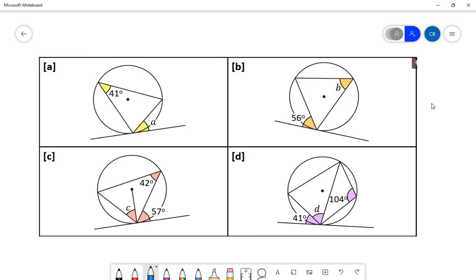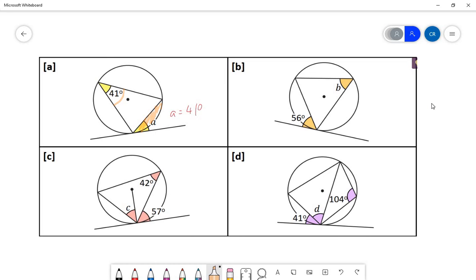Okay, so I'm going to find A. Let's do some colouring in again. Angle A is between the tangent and the chord, so I'm going to colour that segment in. The alternate segment reaches from the edges of the chord, so in fact 41 degrees is that alternate segment. So A is 41 degrees. Okay, let's look at the next one.